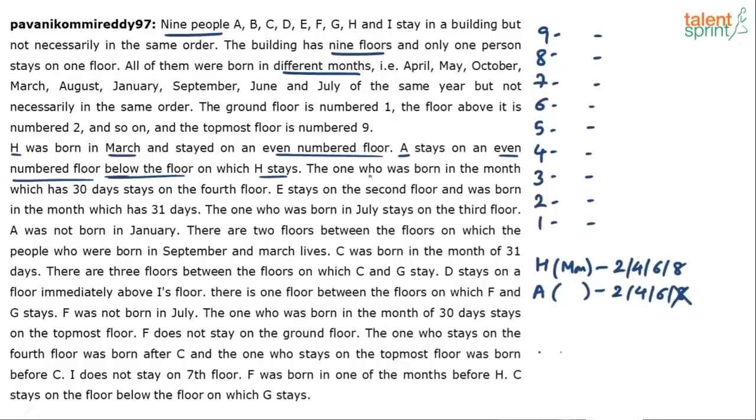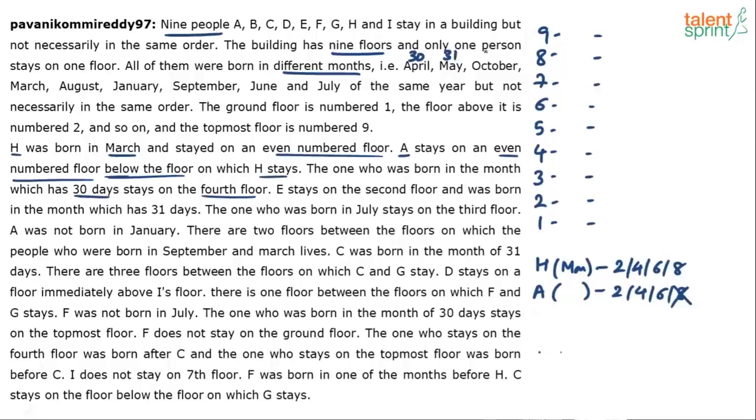Next point. The one who was born in the month which has 30 days stays on 4th floor. A person born in a 30-day month stays on 4th floor. Now, which are the 30-day months here? See, April has 30 days.